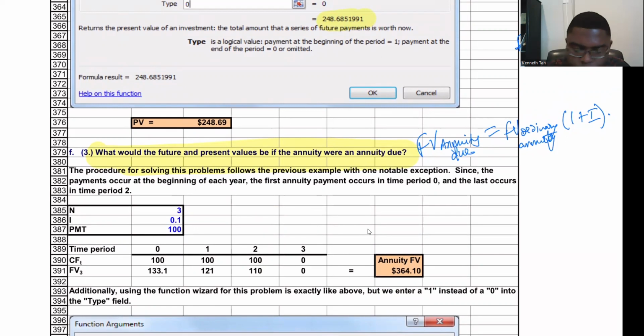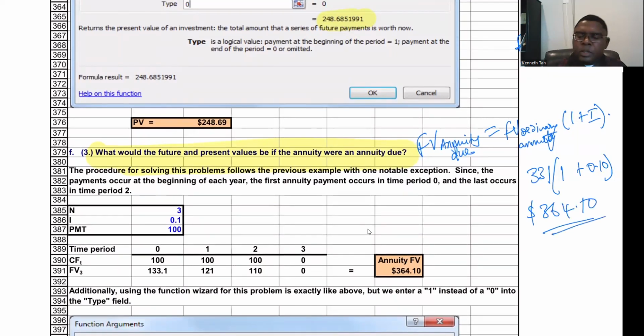So we already saw the future value of an ordinary annuity, which is 331. So the one additional period is going to be 1 plus the interest rate, which is 10%. So this will give us 364.10. So the future value of an annuity due will be much higher because of one additional compounding.